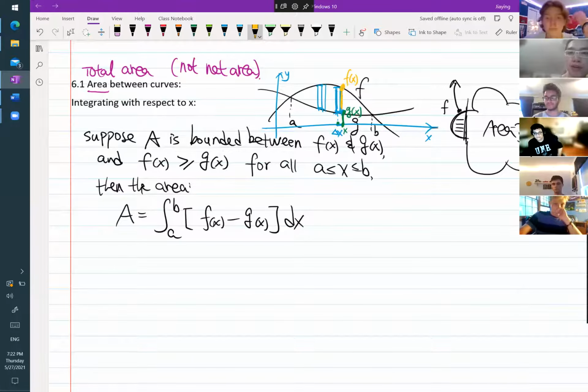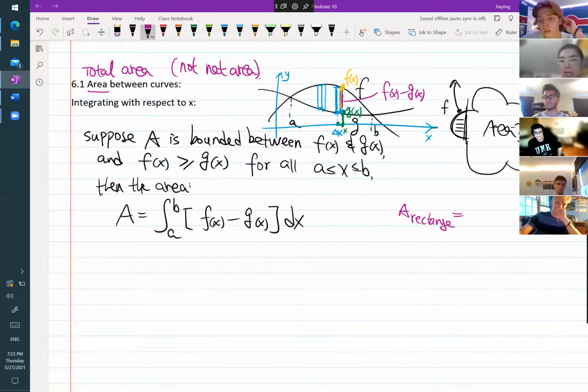So the height of the rectangle is given by f of x minus g of x, right? That's the height of the rectangle. And then the area of one rectangle will be just the base, delta x, times the height, f of x minus g of x.